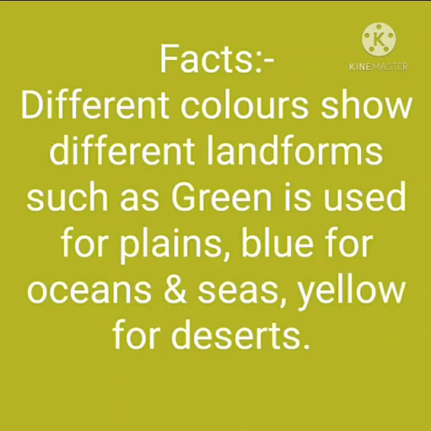Different colors show different landforms, such as green is used for plains, blue is used for oceans and seas or other water bodies, and yellow is used for deserts.